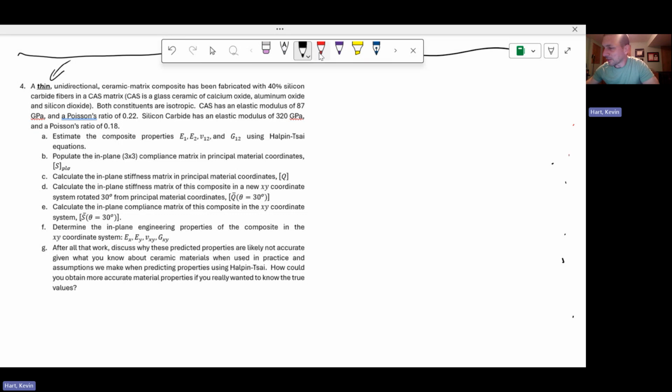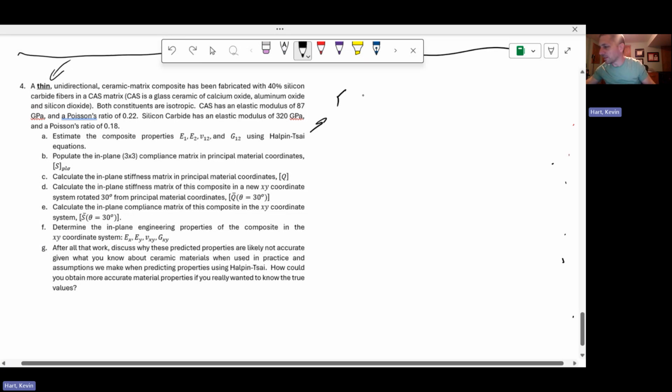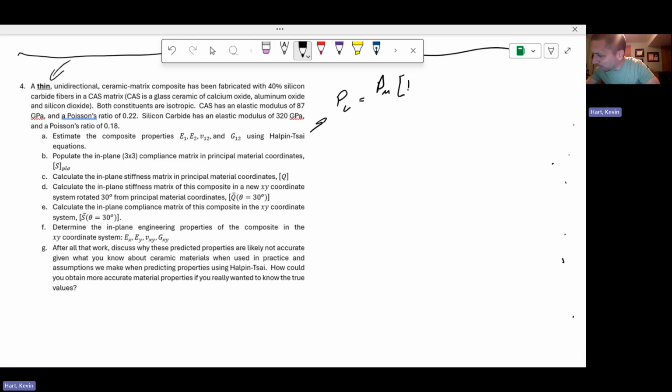First, estimate the composite properties E1, E2, nu12, and G12 using the Halpin-Tsai equations. We've done this quite a bit now, so let's just get right to it. I'll put the equations up here, and then I'll just give you the answers. Let's remember what the Halpin-Tsai equation is. Generally, the property of the composite is equal to the property of the matrix multiplied by 1 plus xi eta VF, all over 1 minus eta VF. That's the Halpin-Tsai equation.